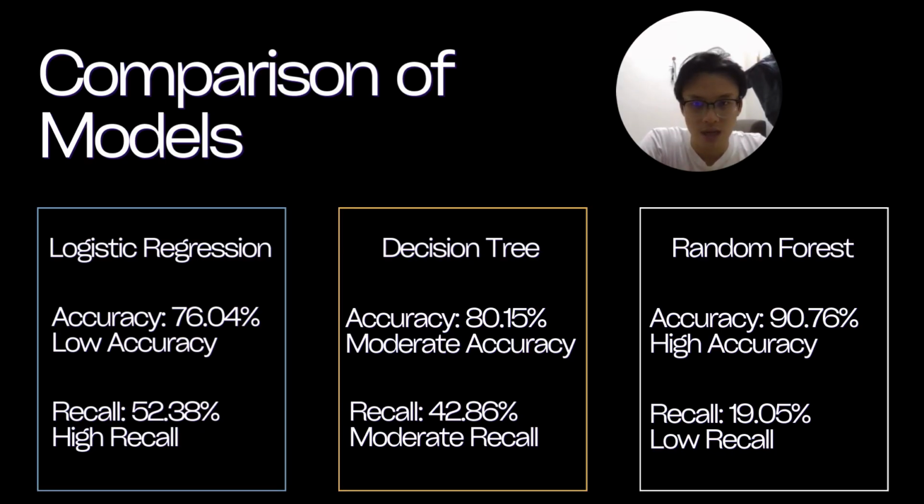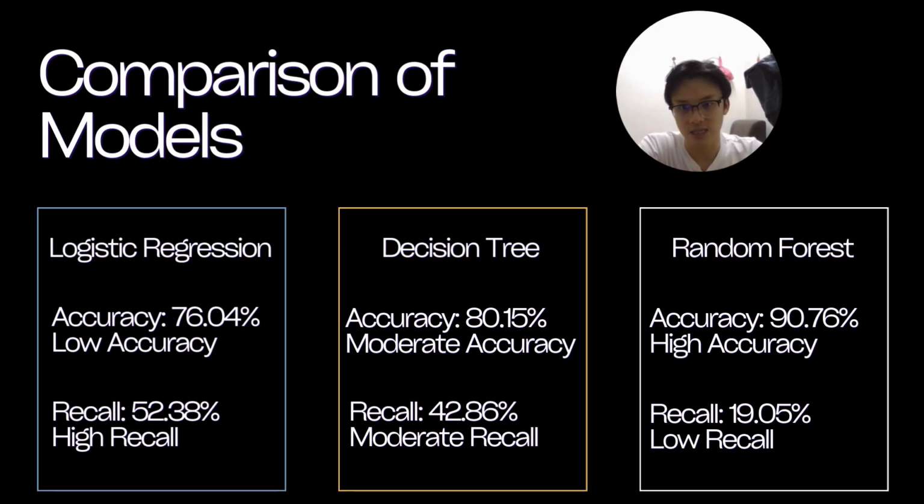After the comparison, the logistic regression achieved a moderate accuracy of 76%, but provided the highest recall for churn customers, which is 52%, making it the most effective model for identifying at-risk customers. While the decision tree model has a moderate accuracy of 80%, it shows a reduction in churn recall to 42%. And the random forest achieved the highest accuracy of 90%, but performed the worst in churn prediction, with a churn recall of only 19%.